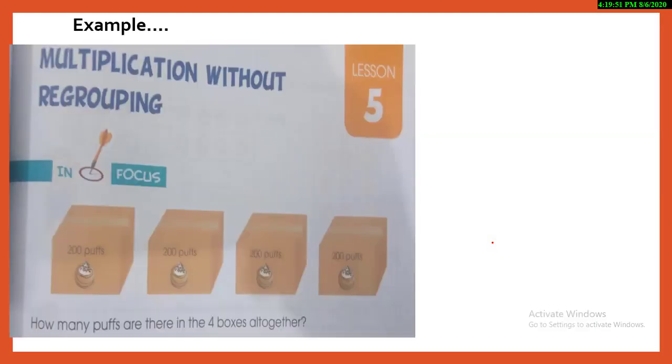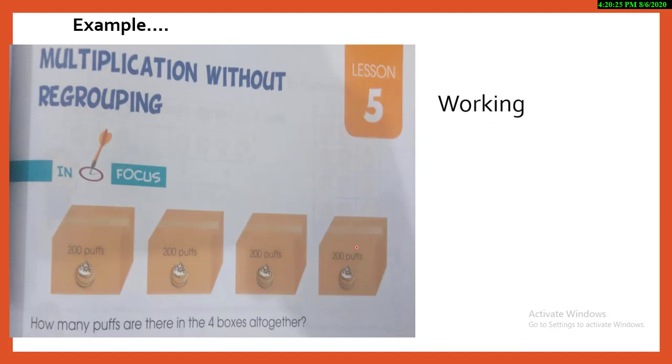Let's do more examples. This is an example that I picked from your book, Multiplication without regrouping. So what's the question that they give you? How many puffs are there in 4 boxes altogether? They put 200 puffs in each box. That's a really big amount of puffs that they packed in each box. So how are you going to solve it? You can solve it very easily.